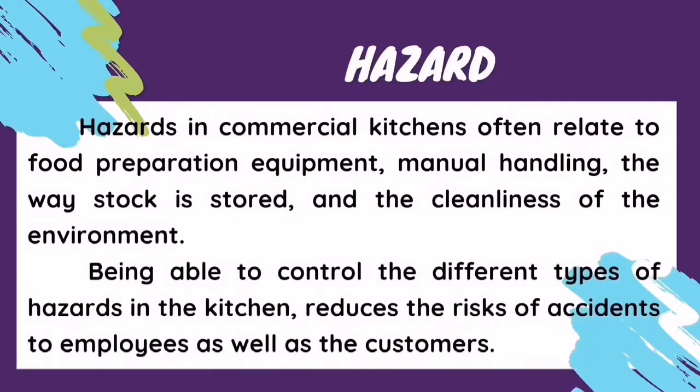Occupational health and safety hazards in cookery. Hazards in a commercial kitchen often relate to food preparation equipment, manual handling, the way stock is stored, and the cleanliness of the environment. Being able to control the different types of hazards in the kitchen reduces the risk of accidents to employees as well as the customers.